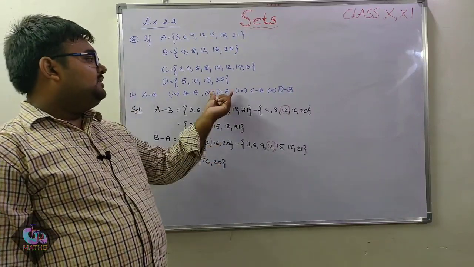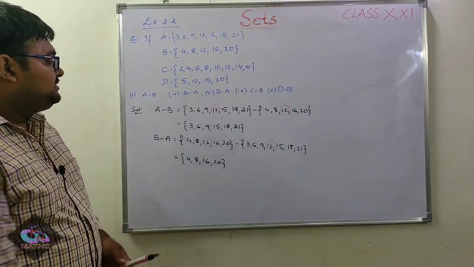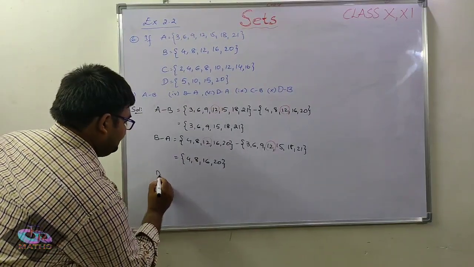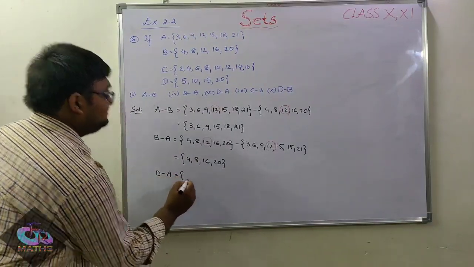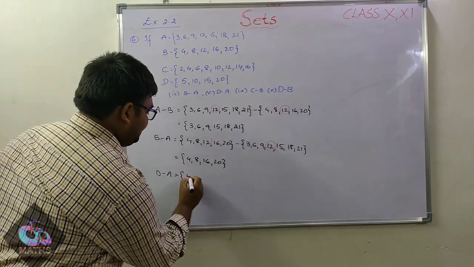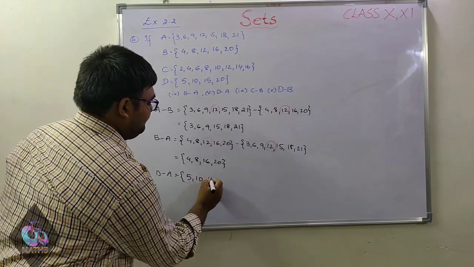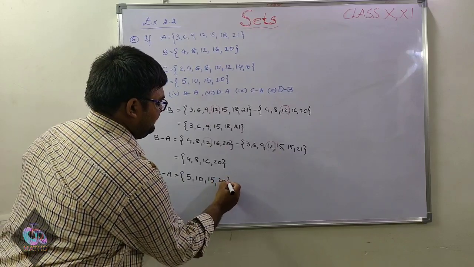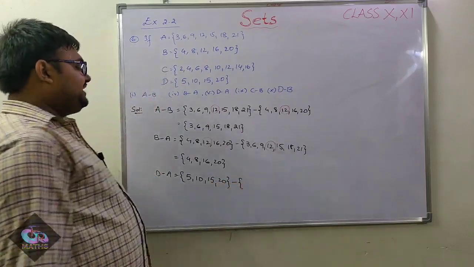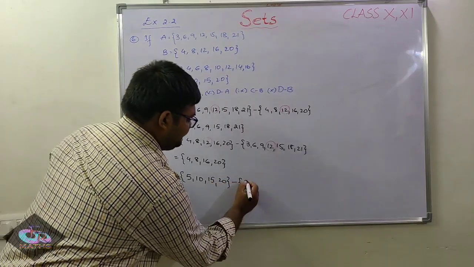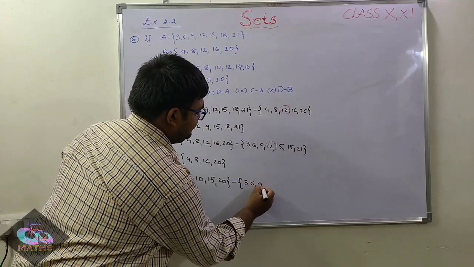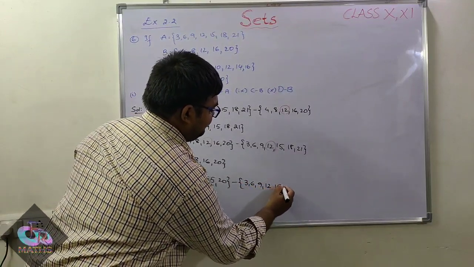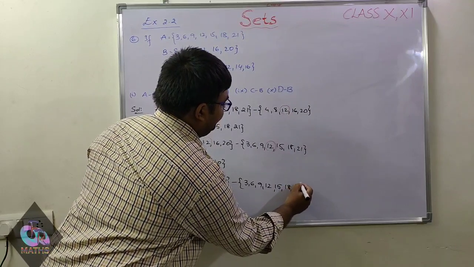Next coming to D minus A. So D minus A means we need to take the D set first. What is set D here? 5, 10, 15 and 20. From that I need to subtract the A set. What is set A? 3, 6, 9, 12, 15, 18, 21.